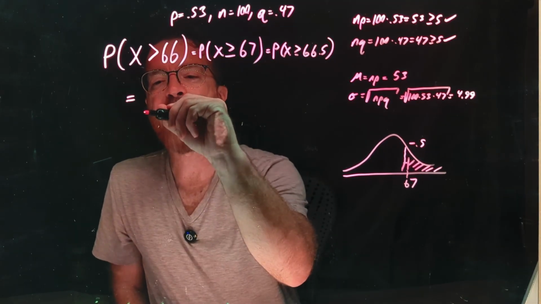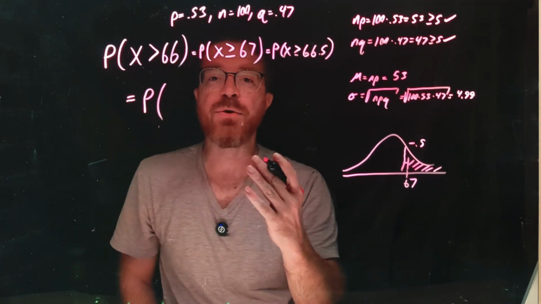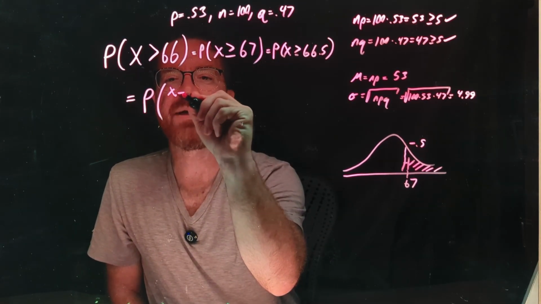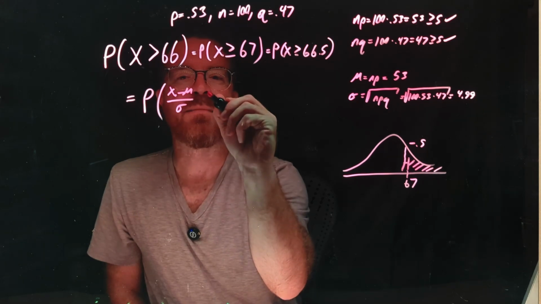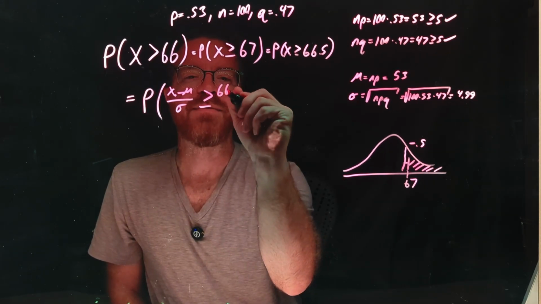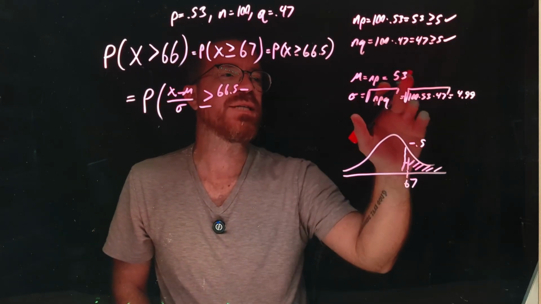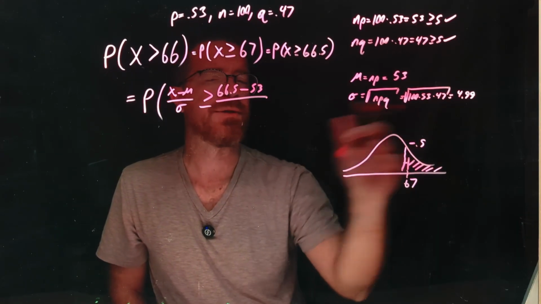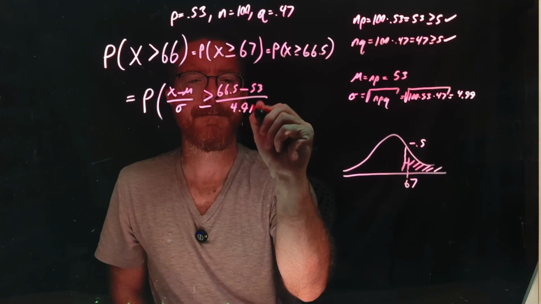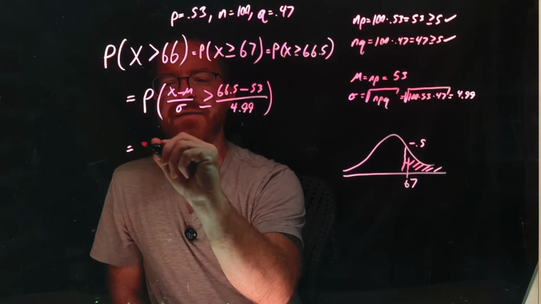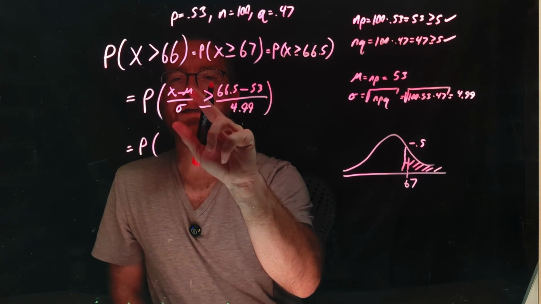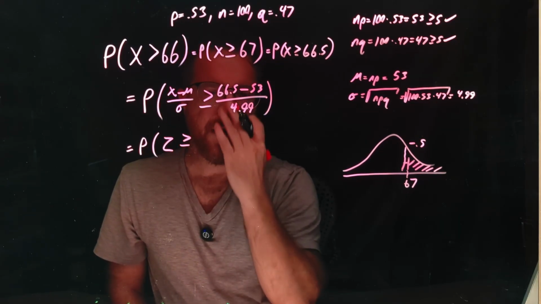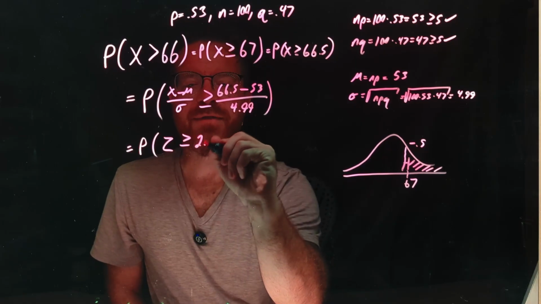we can find our probability just like we would any other normal probability. So we have our value, 66.5. So actually it's going to be x minus mu over sigma. My sign doesn't change. We have 66.5 minus our mu we said was 53, divided by our sigma, which we said was 4.99. And this is going to give us the probability of x minus mu over sigma, this is z, greater than or equal to 2.71.